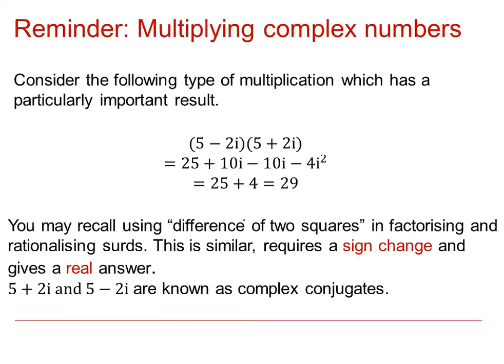You may recall using the difference of squares when factorising and when rationalising surds. This is a very similar method that you're going to use now. Notice it's 25 plus 4 to get the 29, and the answer is real. It's also worth noting that 5 plus 2i and 5 minus 2i are known as complex conjugates of each other. So we can use the fact that multiplying complex conjugates gives a real number to help us in our divisions.